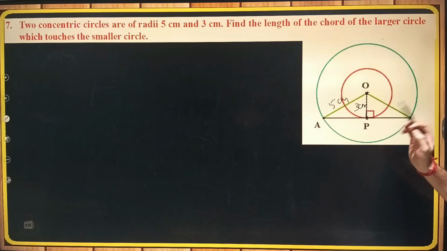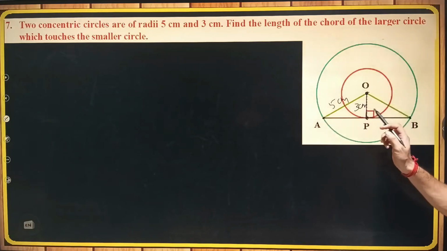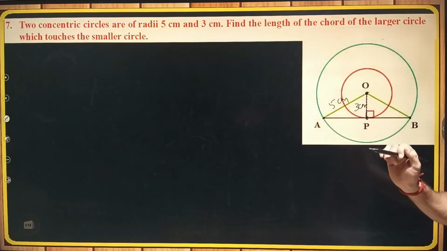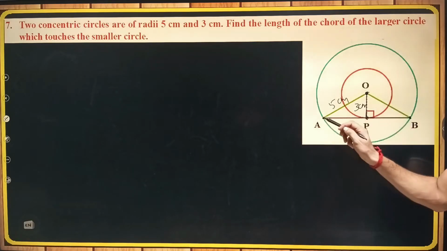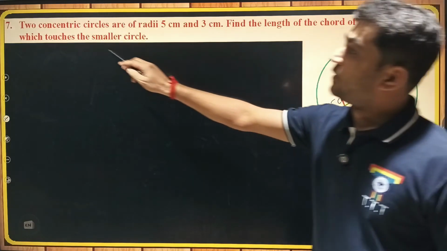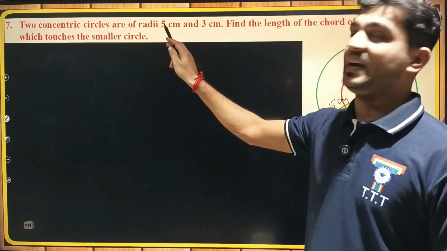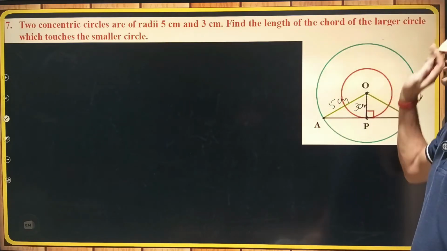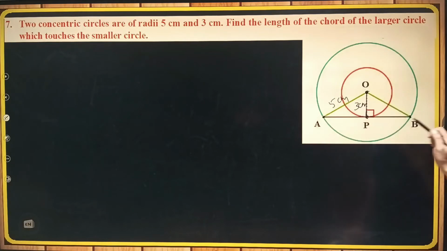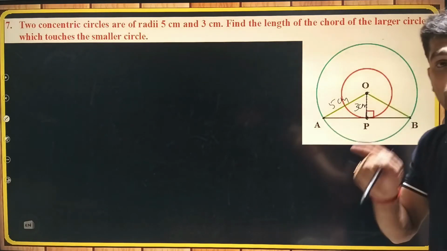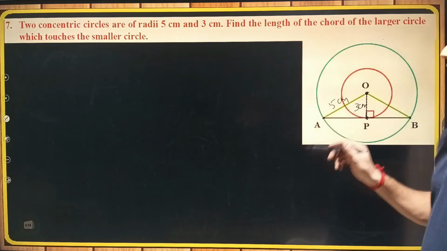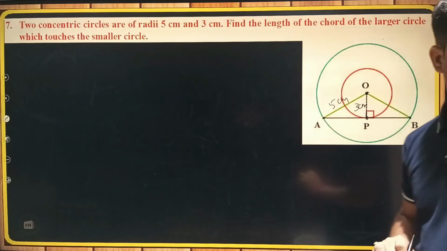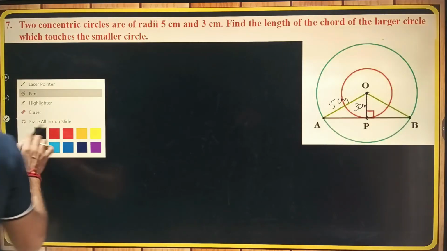There are two circles. A smaller circle with radius 3 centimeter, and a larger circle with the same center, radius 5 centimeter. Now he asked about the chord and put a condition: two concentric circles are of radii 5 centimeter and 3 centimeter. Find the length of the chord of the larger circle, which chord touches the smaller circle. This chord must touch the smaller circle, he said. So observe this question, what can you write now?